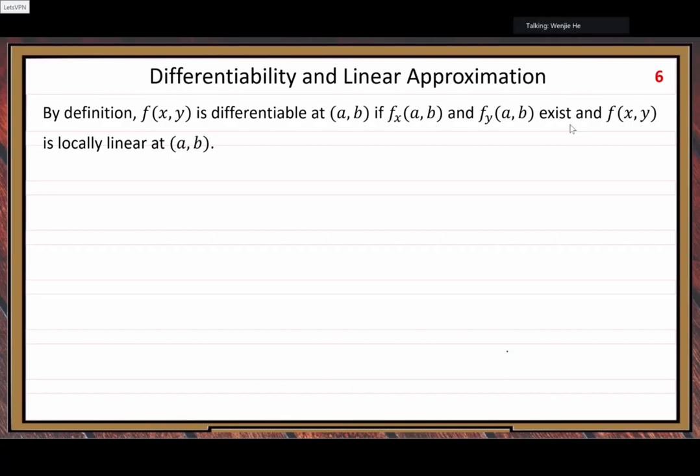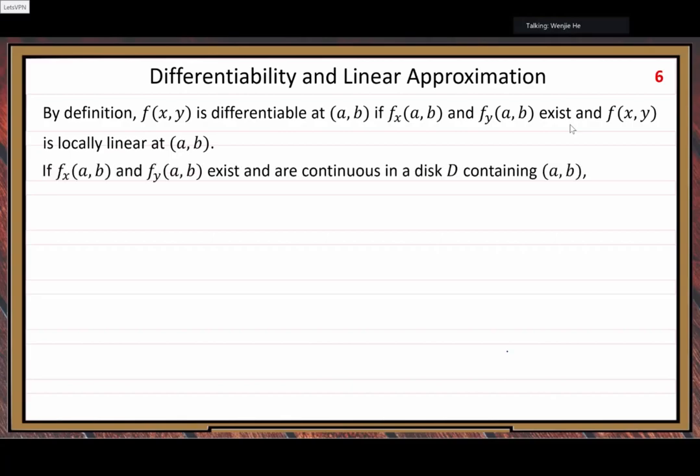If f is differentiable, then you can go in that direction, locally linear. If you have those three conditions, then you can go back to differentiable. So it's two-way.